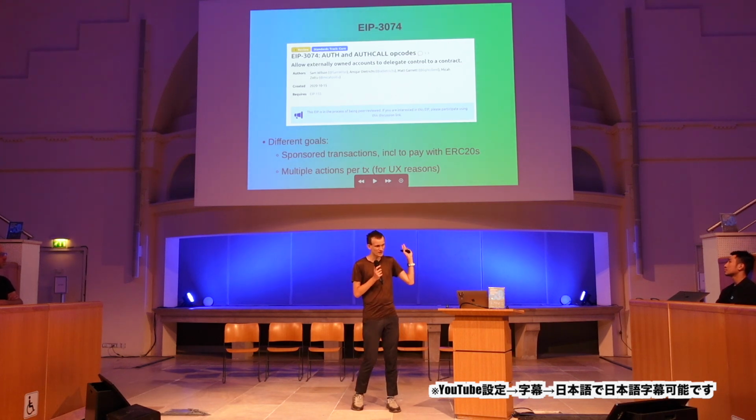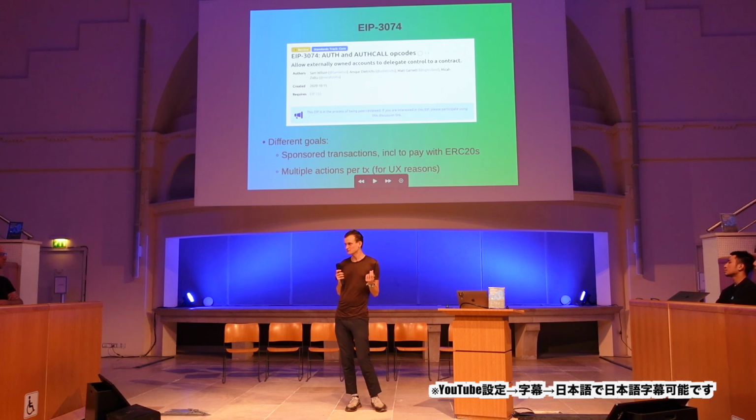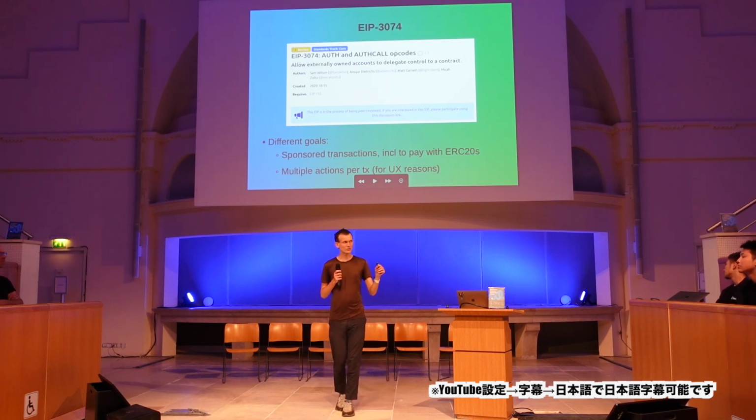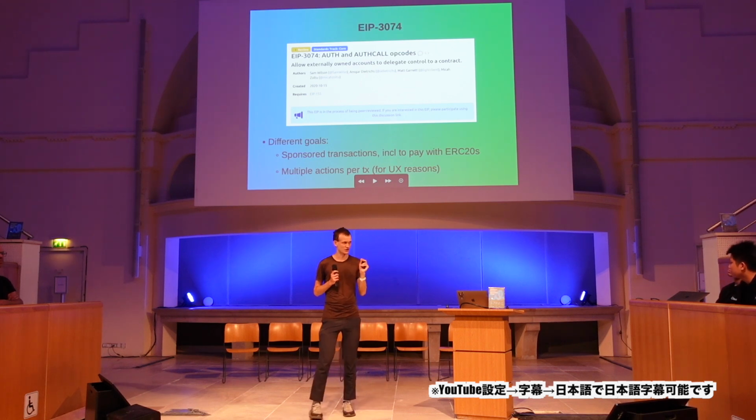So different goals. Basically, sponsored transactions, people being able to pay on behalf of other people, application developers being able to pay on behalf of their users, and being able to pay with ERC20s. And another big one is multiple actions per transaction, right?